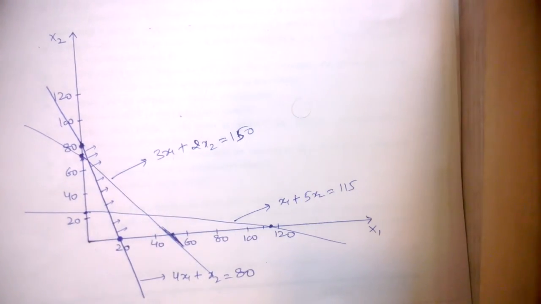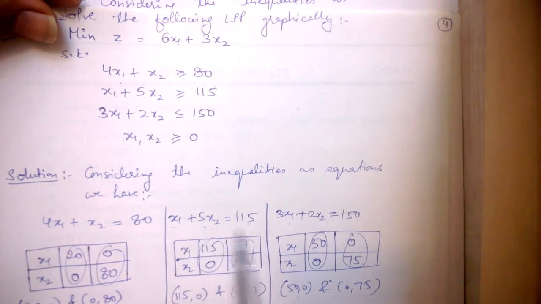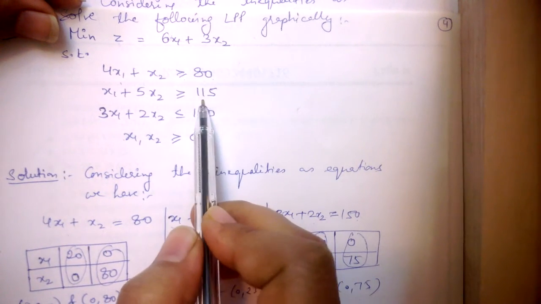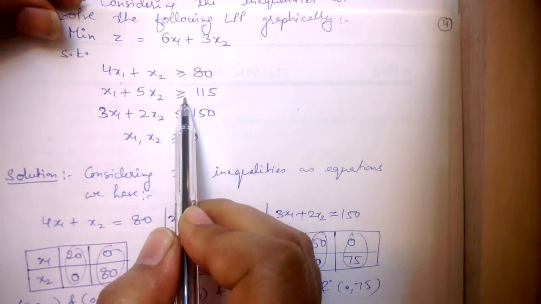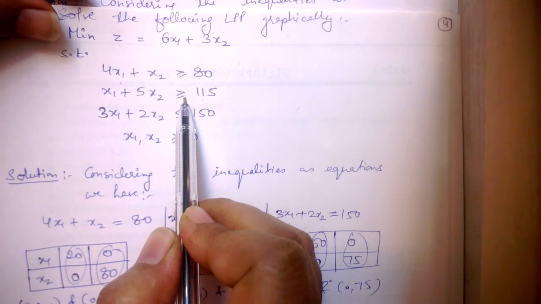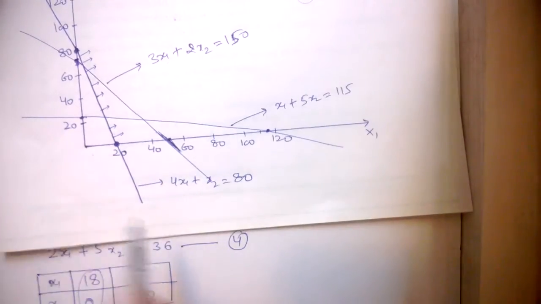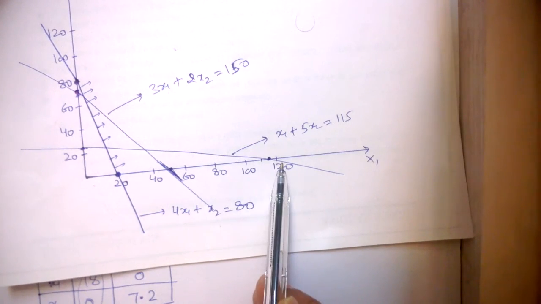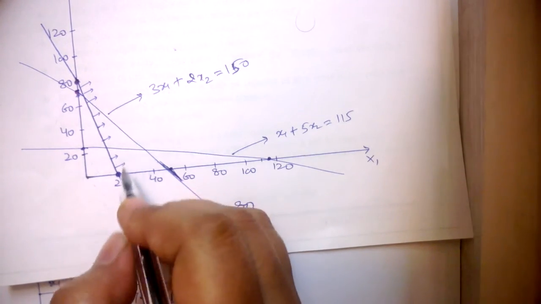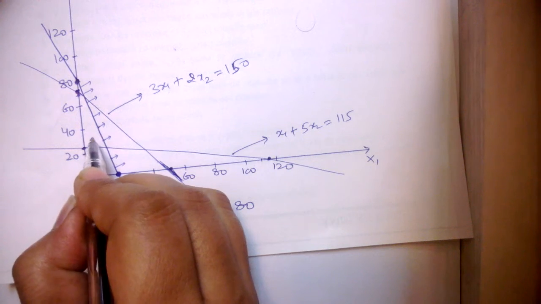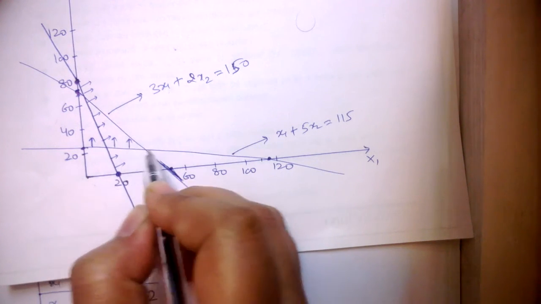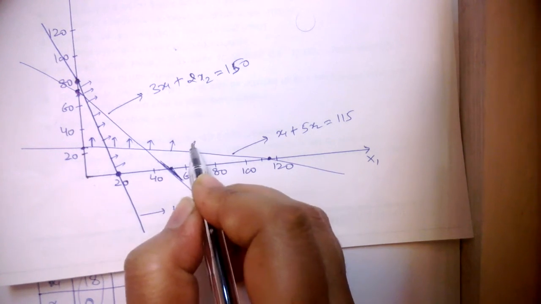Now for the second line, the corresponding inequality is greater than type. If the inequality is greater than type, again the area will be upwards. So this is the second line, and for the second line again the area will be upward. So we'll point the arrows upward, above the line.